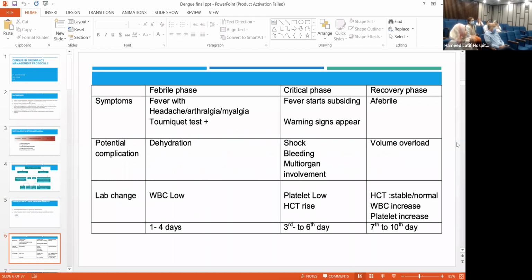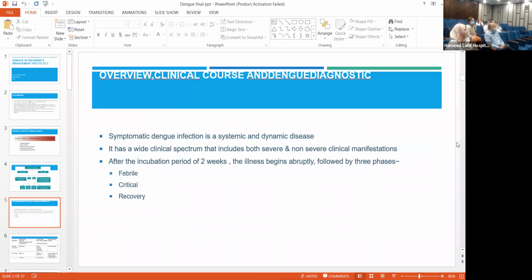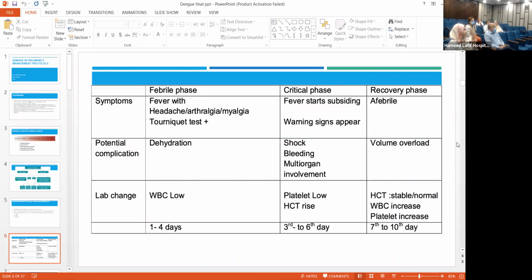After a 2 week incubation period, dengue is divided into 3 phases: the febrile phase, the critical phase, and the recovery phase. In the febrile phase, the symptoms are fever with headache, arthralgias, myalgias, and the tourniquet test is positive. If we apply the BP cuff halfway between the systolic and diastolic blood pressure for 5 minutes, and there are more than 10 petechial hemorrhages in a 1 square inch area, then the tourniquet test is positive.